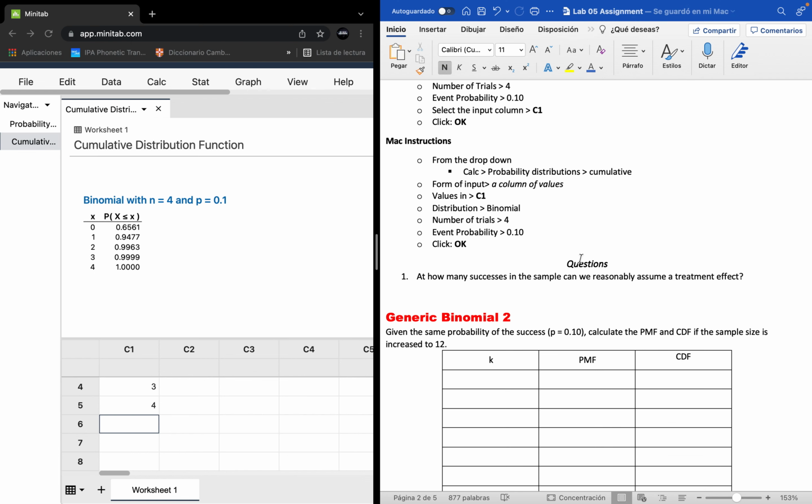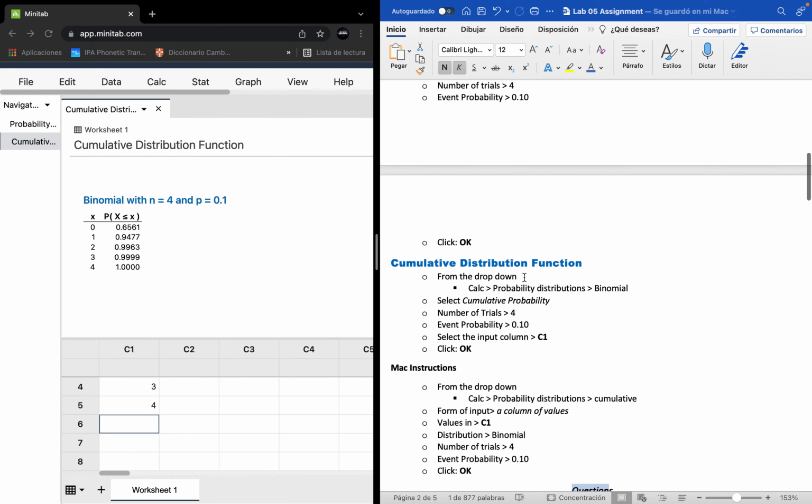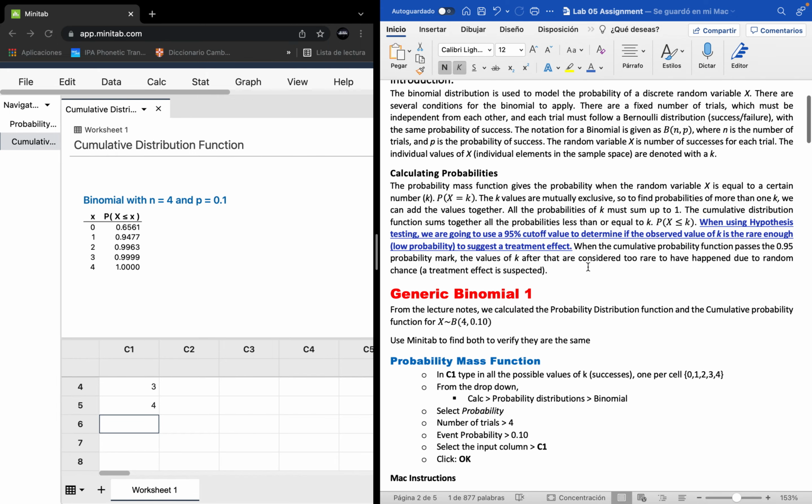And then this question: at how many successes in the sample can we reasonably assume a treatment effect? All right. That's why I mentioned at the beginning, we have to consider this when using hypothesis testing. We're going to use a 95% cutoff value to determine if the observed value of K is rare enough to suggest a treatment. What do we have to do here?